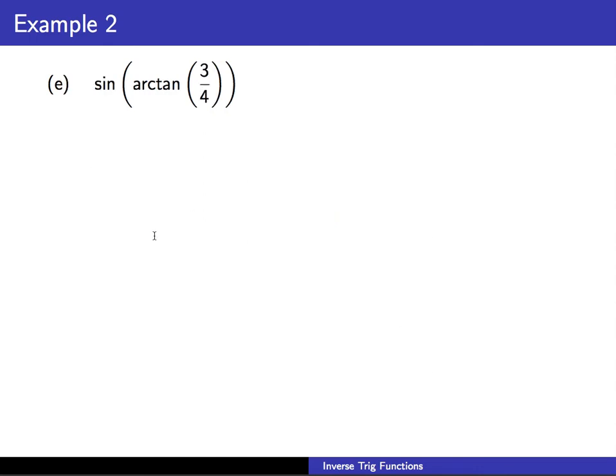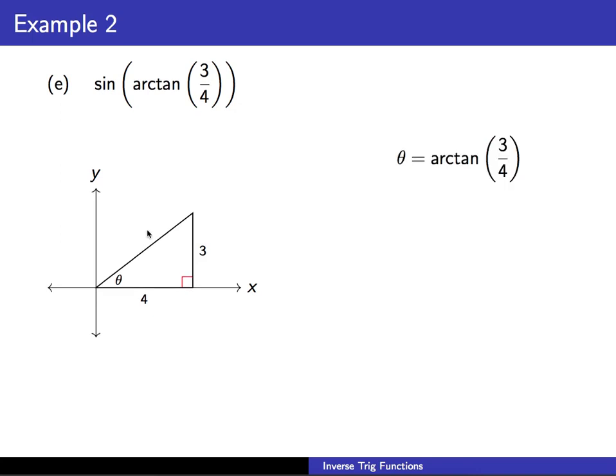Part E, the sine of arctangent of 3/4. So once again, arctan 3/4. Y is 3, x is 4. We want the sine of the angle in this picture. For the sine of that angle, we need the hypotenuse, which means we need to use the Pythagorean theorem. And we're going to get r is 5. So now the sine is y over r, which is 3 over 5. So sine of arctangent of 3/4 is 3/5.